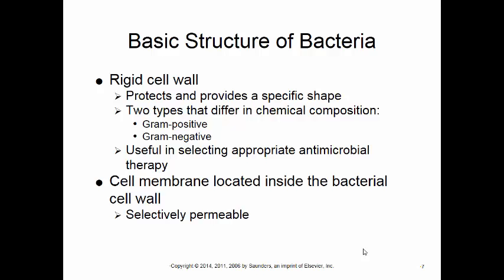gram-positive or gram-negative. The cell membrane is located inside of the cell wall, and it is selectively permeable just like our cell membrane. But we don't have a cell wall, so this gives us a target to actually do antibacterial drugs, because if it can only work on the cell wall, it will not bother us.